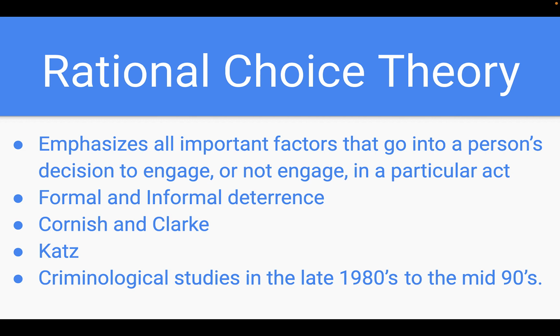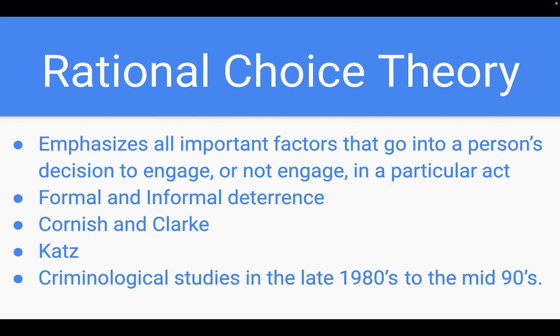So this is adapted from economists who use it to explain all sorts of individual decisions that people make when it comes to buying stuff. But really, they emphasize all the important factors that go into a person's decision to engage or not engage in a particular act, in this case, crime. So in terms of criminological research, this is a very impactful ideology, again built upon the classical school, but brought into the more modern era.